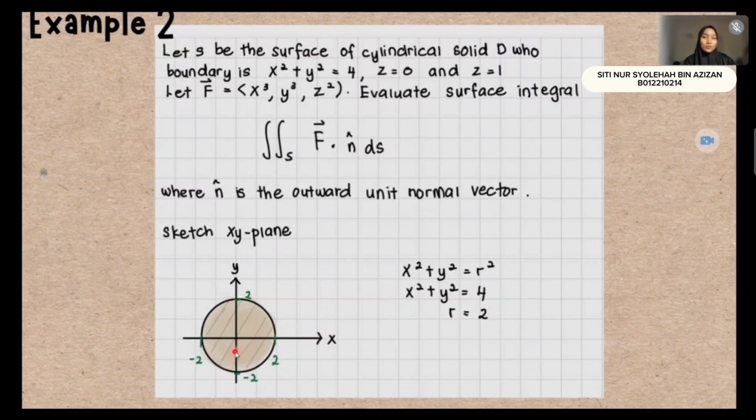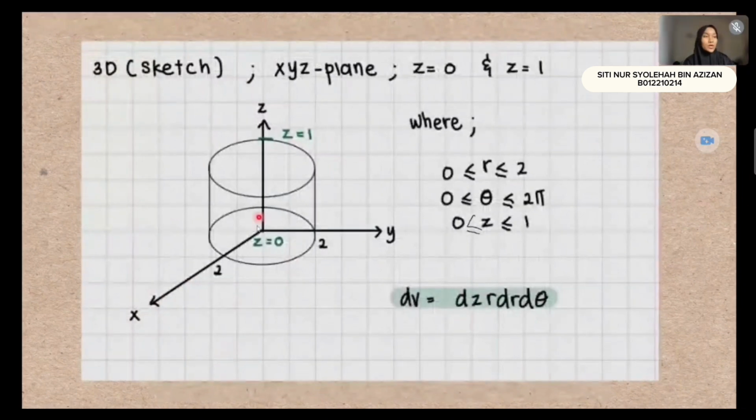So now we move to the 3D sketch. We know that this is the solid cylinder, where z is from 0 to 1. So this is how the solid will look. Now we already have all three limits for r, theta, and z. So we use dV equal to dz r dr d theta. Now we move to the equation.